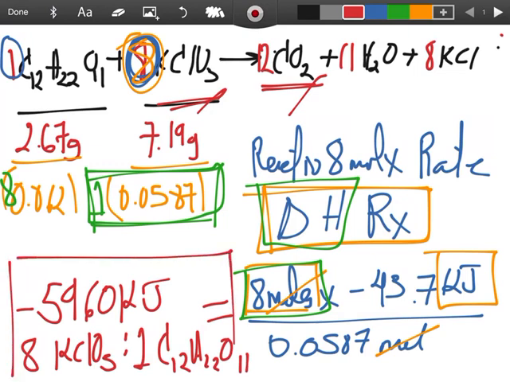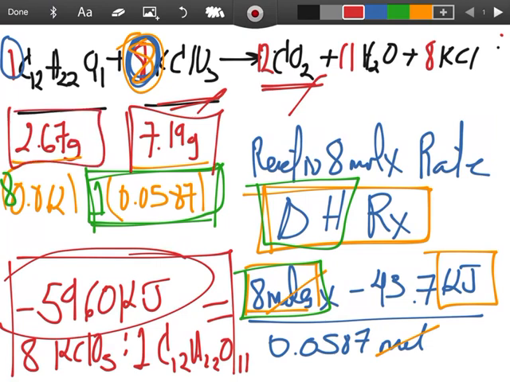So going back, what we have to do is to find this energy using as reference these grams and this number of moles, if I have what? An 8:1 relationship or an 8:1 rate.